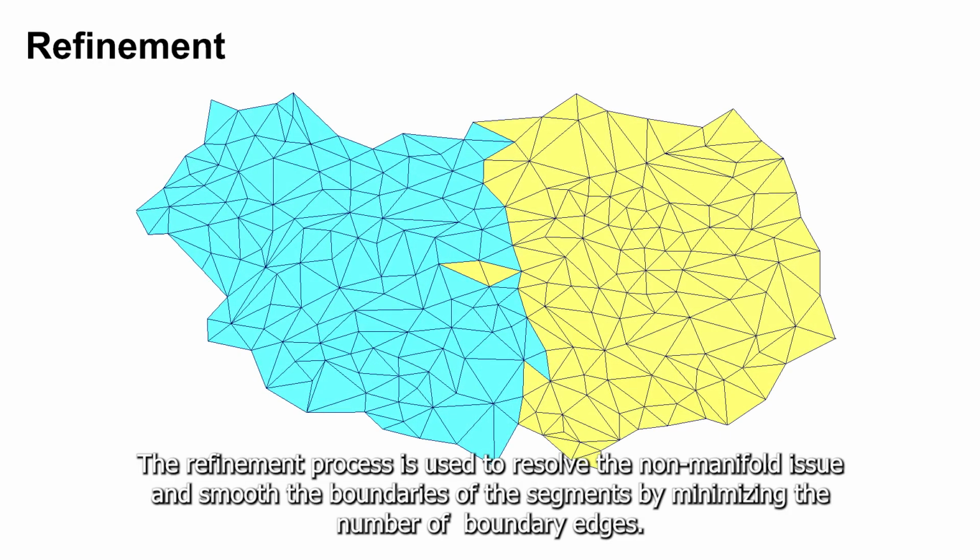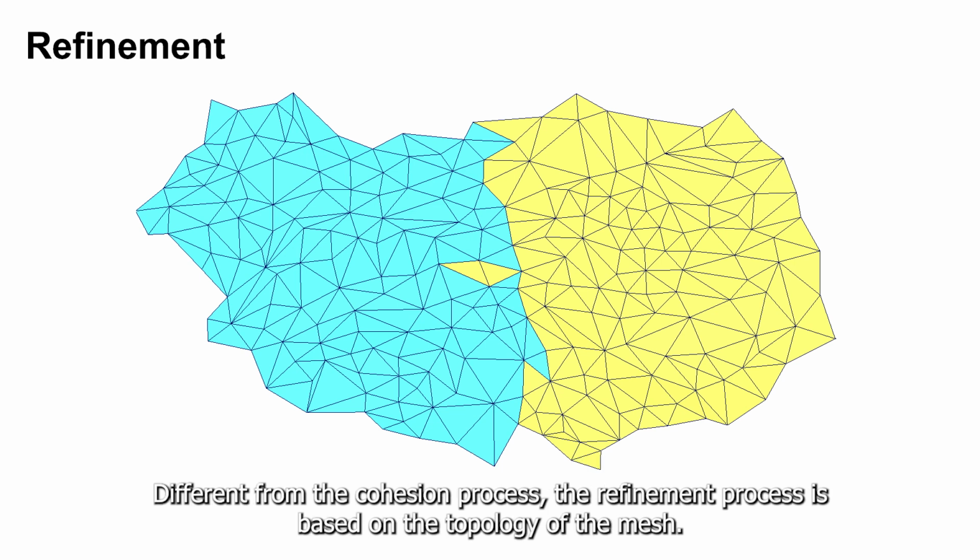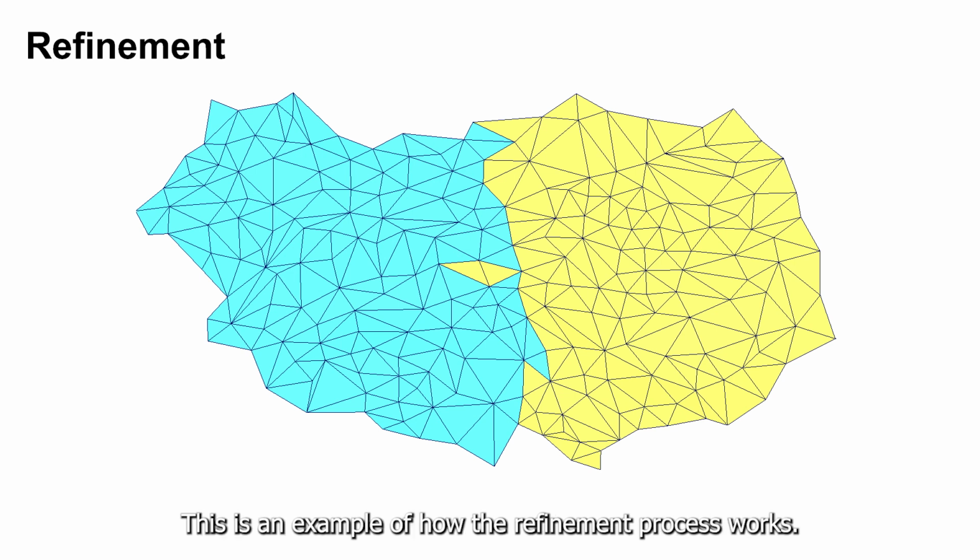The refinement process is used to resolve the non-manifold issue and smooth the boundaries of the segments by minimizing the number of boundary edges. Different from the cohesion process, the refinement process is based on the topology of the mesh. This is an example of how the refinement process works.